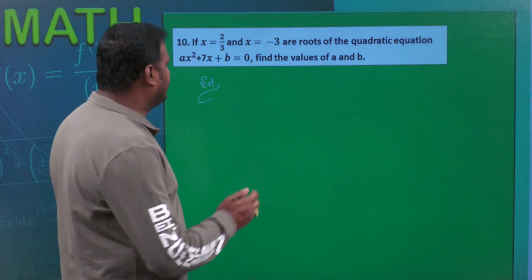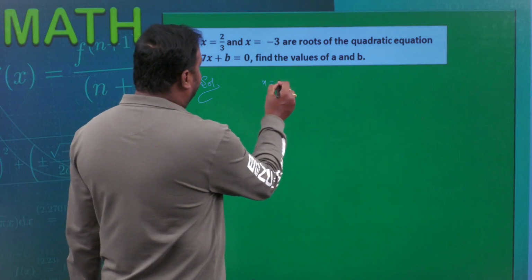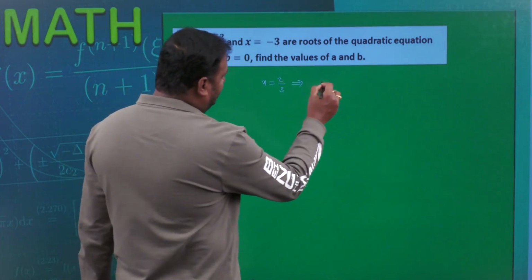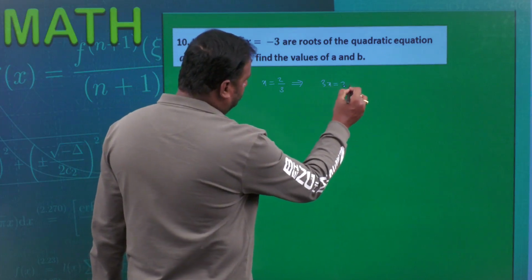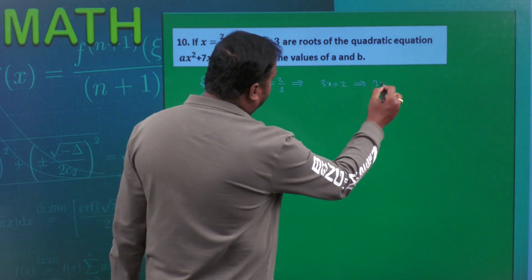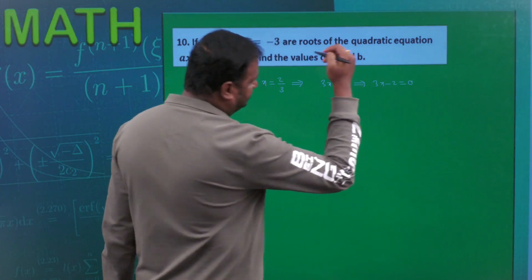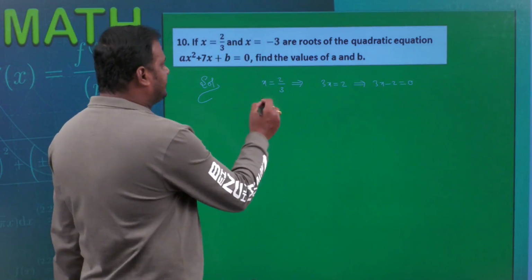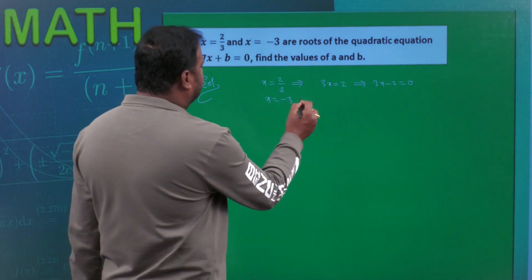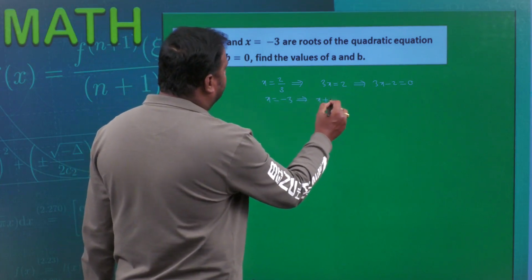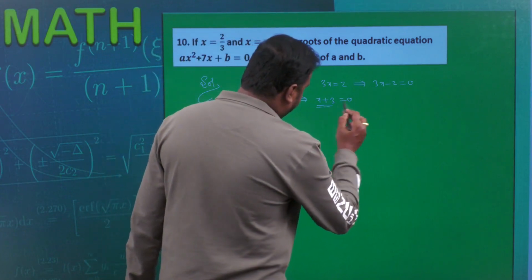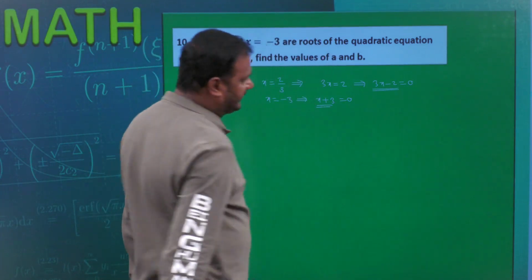just think logically. x is equal to 2 by 3, then 3x is equal to 2, then 3x minus 2 is equal to 0. So 3x minus 2 is one of the factors. Second one, x is equal to minus 3, which means x plus 3 is equal to 0. So x plus 3 is one of the factors and 3x minus 2 is one of the factors.